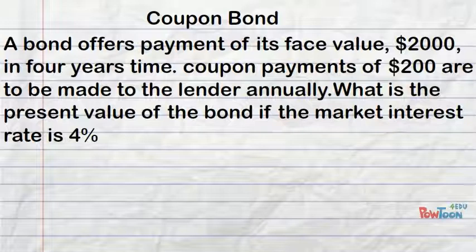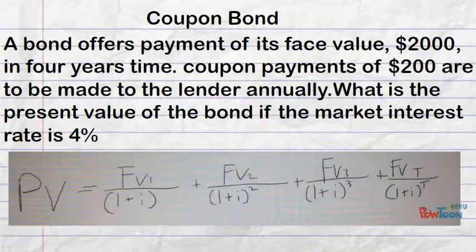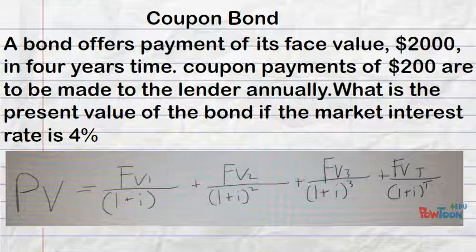Okay, now that we sort of know what a coupon bond is, let's take a look at an example of one. A bond offers payment of its face value $2,000 in 4 years' time. Coupon payments of $200 are to be made to the lender annually. What is the present value of the bond if the market interest rate is 4%?